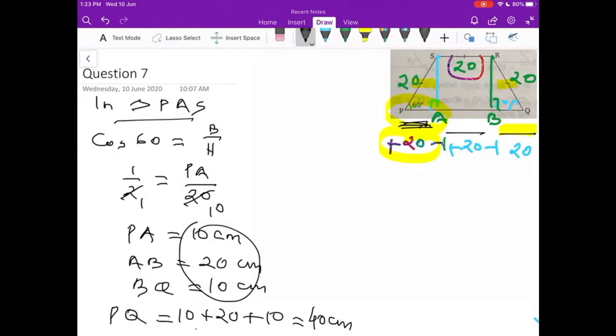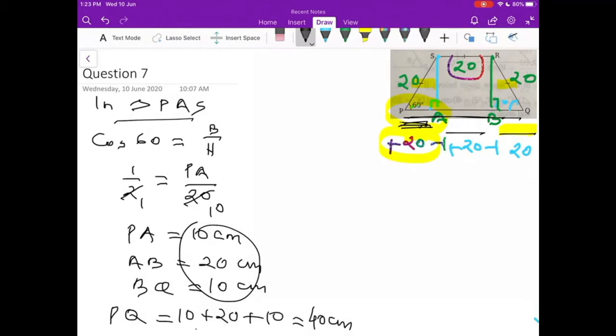Now in the second part of the question, it is telling you to find the distance between PQ and SR. You can see PQ is the lower line of the trapezium, and the upper line of the trapezium is SR. Now find the distance means you have to find SA. Either you find SA or you find SB, sorry, RB. So I am going to find SA.